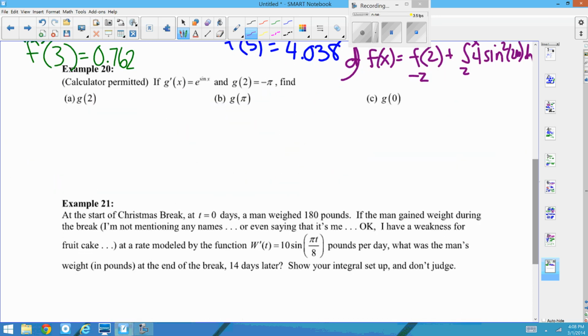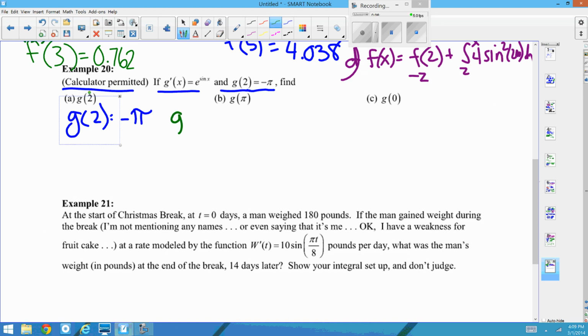All right, so calculator permitted. Doesn't always mean you're going to need it, but it's permitted. Let's see. If g prime of x equals this and g of 2 equals this, find g of 2. Well, that's not a tough question, right? g of 2 would just be negative pi. Wow, calculator's permitted and we didn't even need to use it.